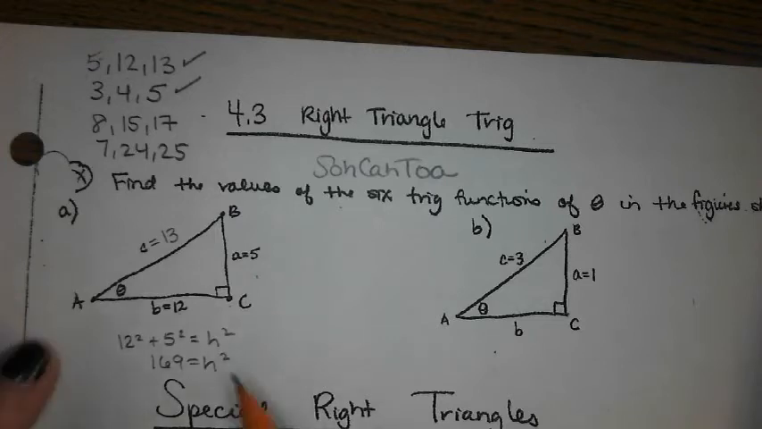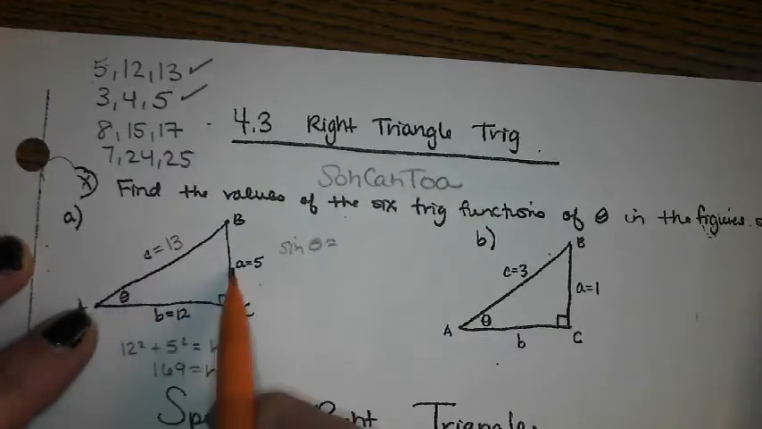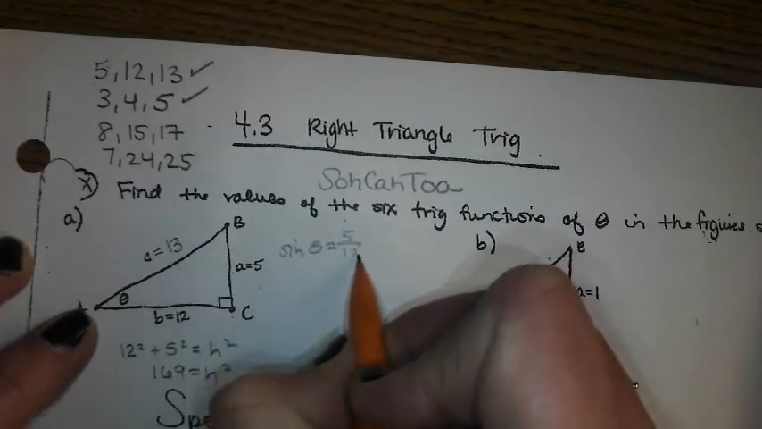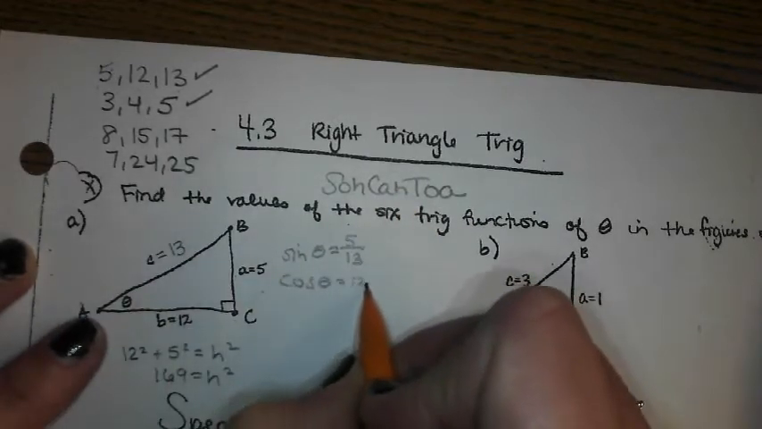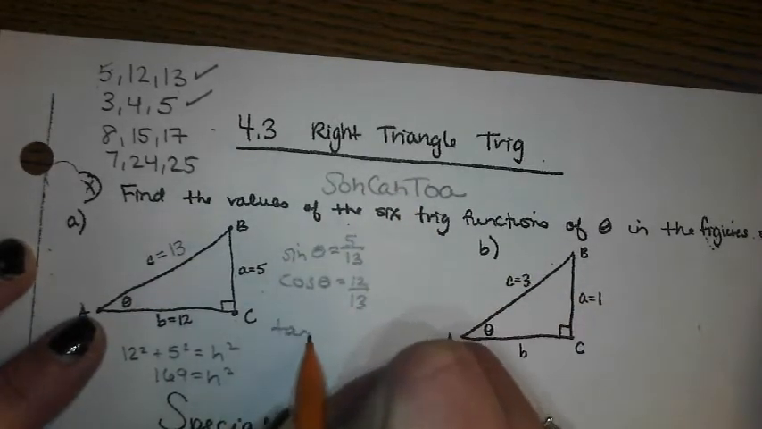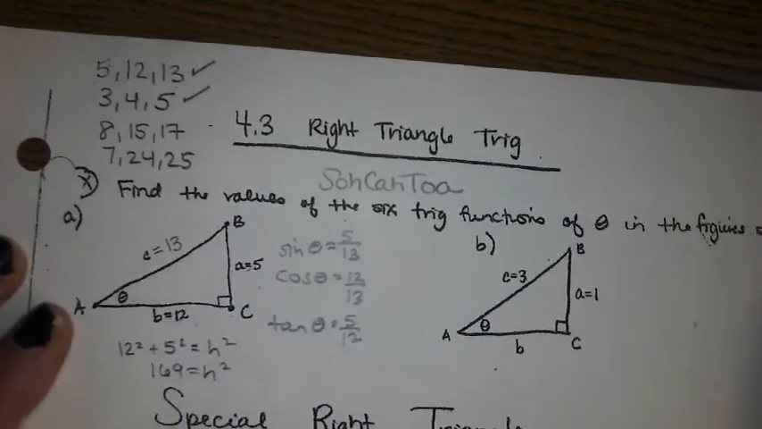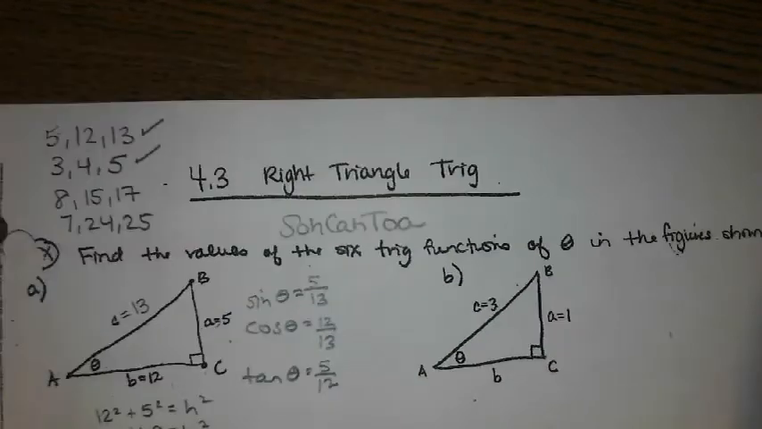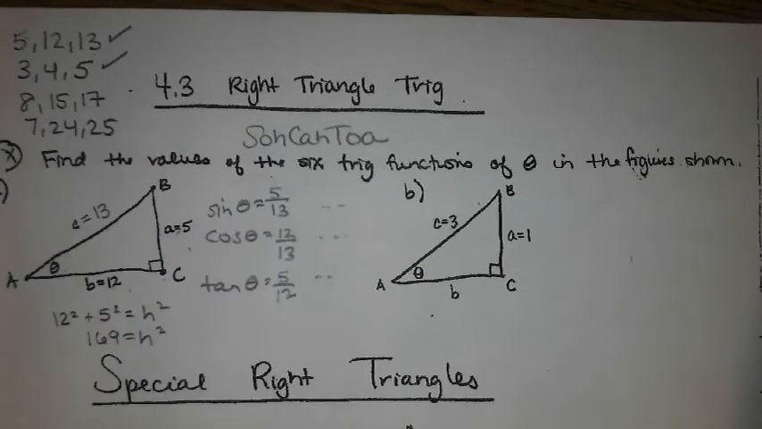Okay. So once you get that, your sine of theta is going to be the opposite over hypotenuse, 5/13. Cosine is going to be adjacent over hypotenuse, 12/13. And tangent is going to be opposite over adjacent, 5/12. Your other 3 are just going to come from the reciprocals like we did yesterday. So I'm not going to go into detail on that.